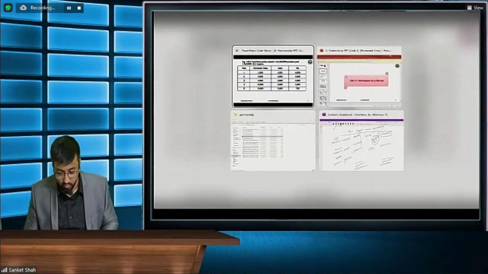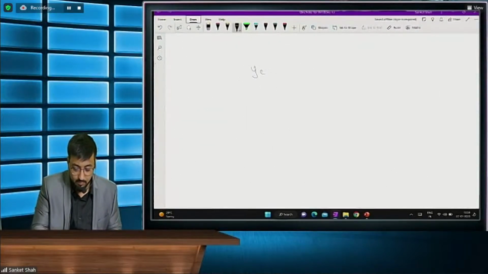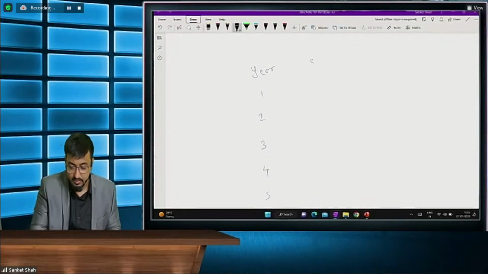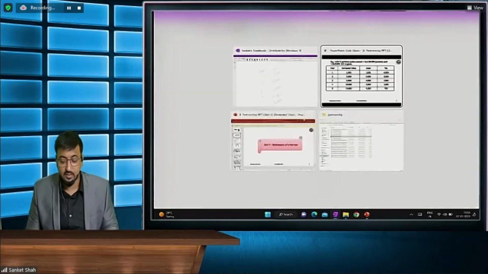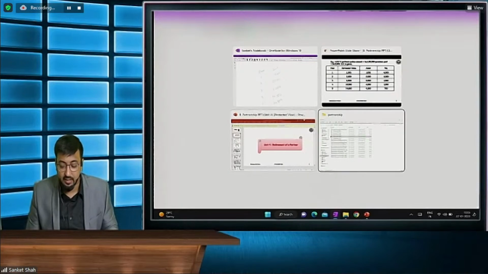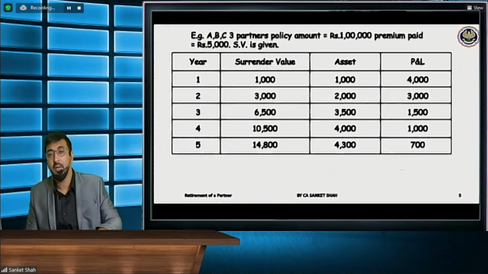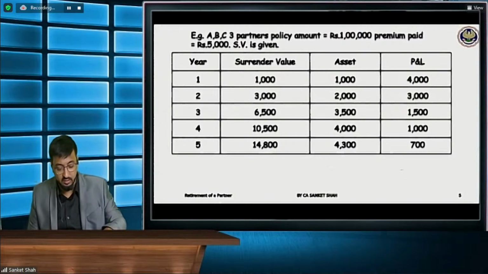So I will give you years 1, 2, 3, 4, 5. And what is the surrender value? 1,000, 3,000, 6,500, 10,500, 14,800. So first write, don't write asset and P&L. ABC are 3 partners, policy amount 1 lakh, premium you are paying 5,000 to the insurance company, and surrender value is given in the question.